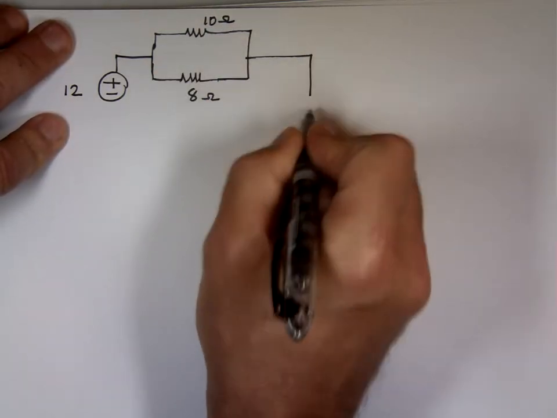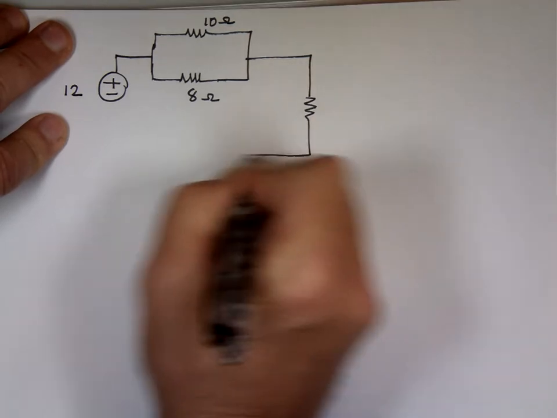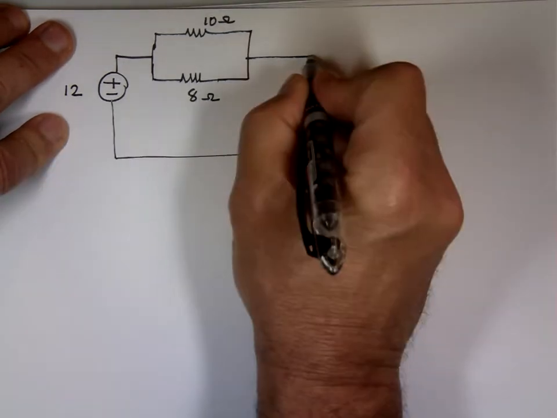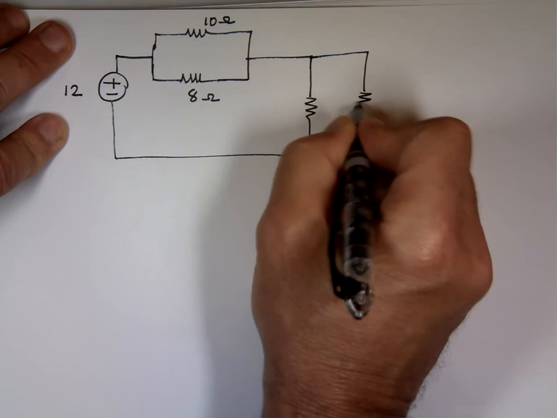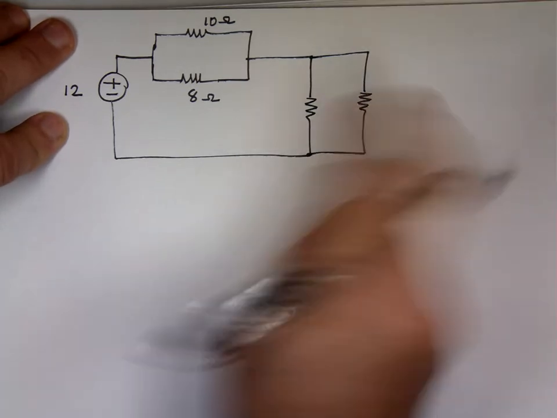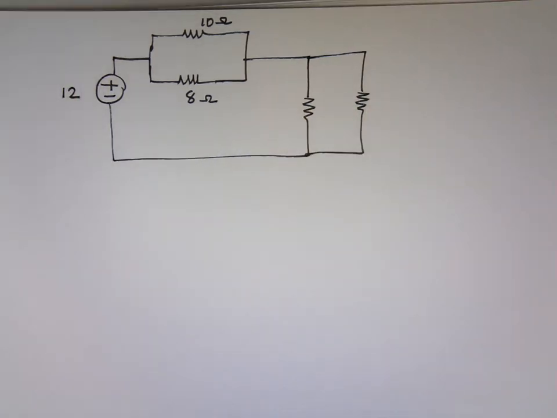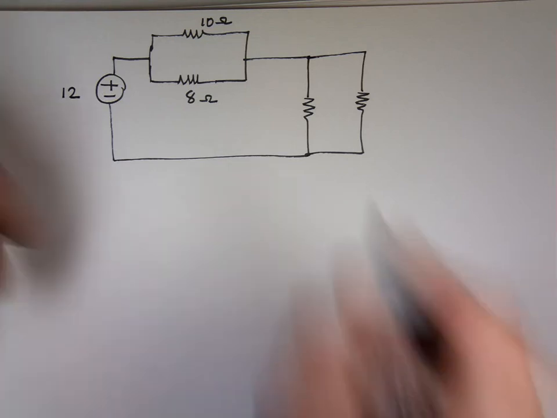And we have a resistor here and a resistor here. I'm trying to put color ideas together. Let's pick some values for these. It's your problem, so choose any number you want. 5 and 9. 5 and 9. Good.